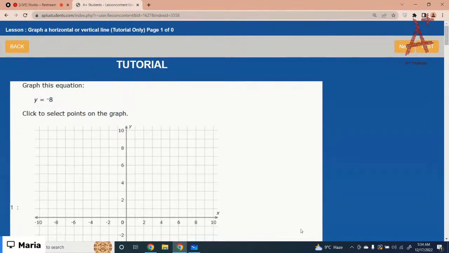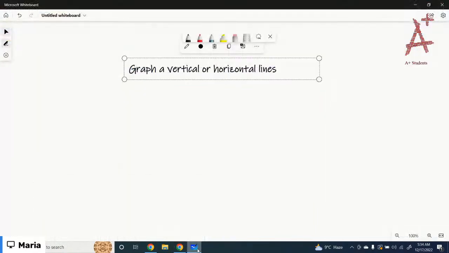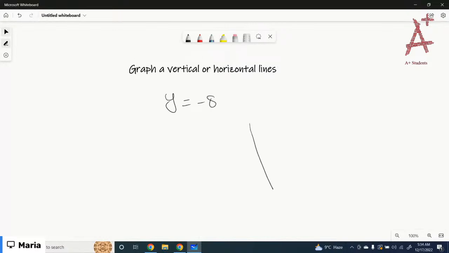Graph this equation y equals -8. Okay, you are given with the equation that is y equals -8. Okay, just look at the graph. Y equals -8 means the point must be on the y-axis. Got it? So you have y has a negative value.